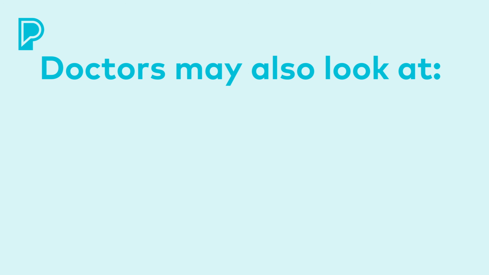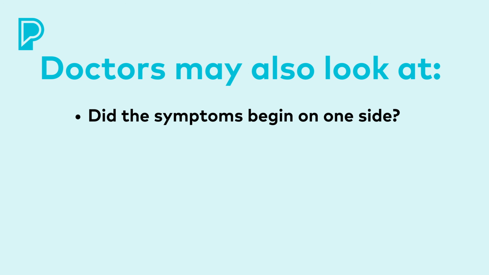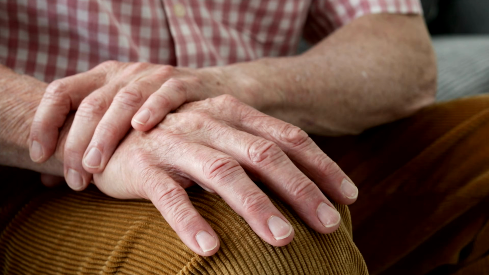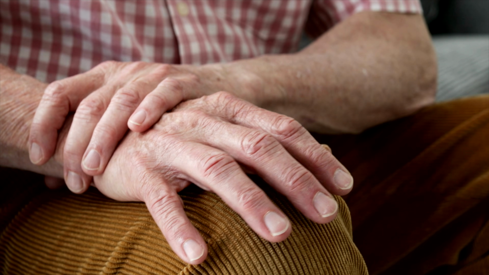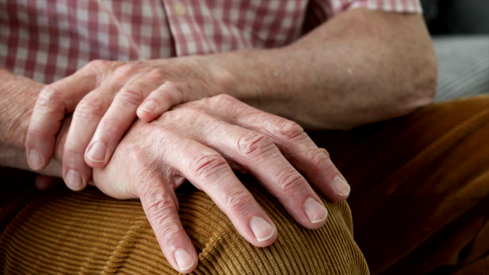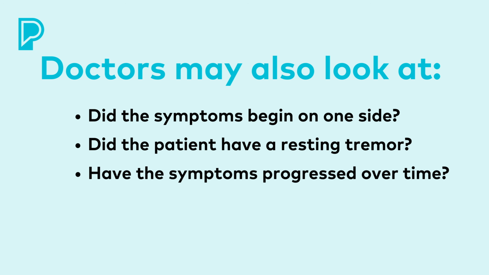Finally, we look at certain other characteristics, such as, did the symptoms begin on one side? Did the patient have a tremor when they were just resting, which is called a resting tremor? A resting tremor starting on one side is the most common presentation for Parkinson's disease. We often assess, have the symptoms progressed over time?